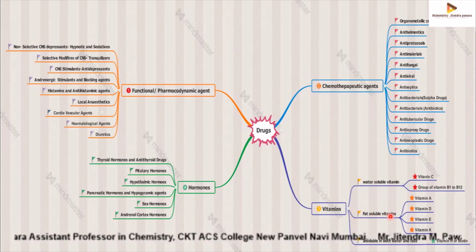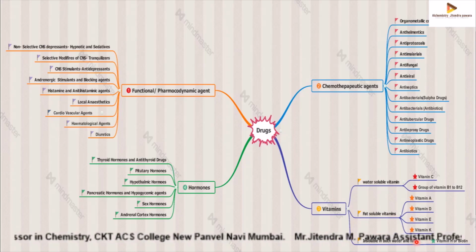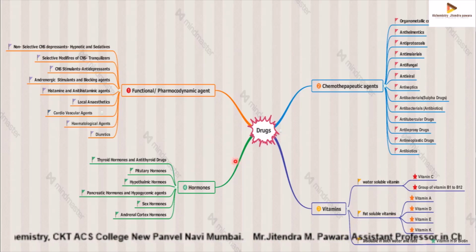Then the second one is fat soluble vitamins: vitamin A, vitamin D, vitamin E, and vitamin K. These are the fat soluble vitamins. Then the third type is insoluble in both water and fat, that is vitamin H or biotin. Then the fourth broad class of drug is hormones.